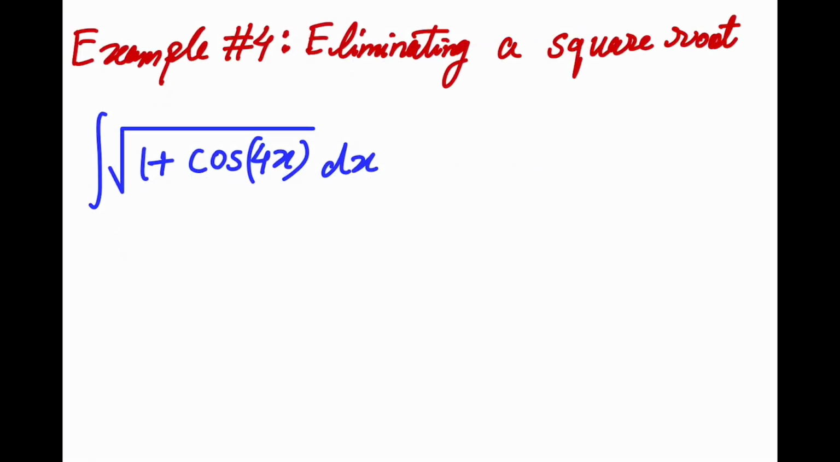Let's take a look at example 4. In this question, we are asked to integrate the expression square root of 1 plus cos 4x dx. Now, whenever we are given an expression that includes a square root, the goal is to simplify it in a way that removes the square root. In trigonometric integrals like this one, we often do that by using trigonometric identities.